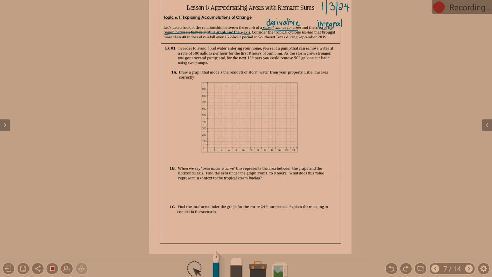Question 1A asks us to draw a graph that models the removal of stormwater from your property. Label the axes correctly. So, think about what we're graphing here. Hours go on the x-axis and then gallons go on the y-axis. I'm going to generalize time, but what is this time measured in? In hours.